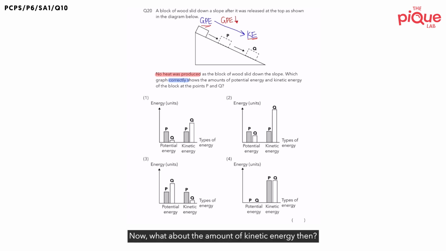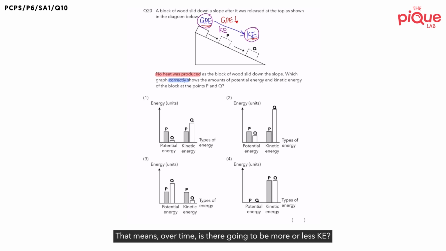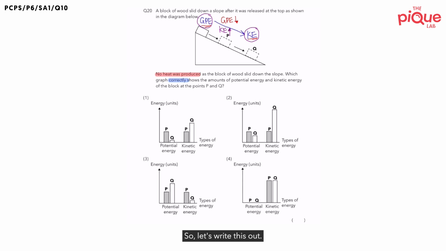Now, what about the amount of kinetic energy then? Think about this. GPE was converted to KE. That means over time, is there going to be more or less KE? There's going to be more KE. So, should the amount of KE increase or decrease? The amount of KE should increase. So, let's write this out. And with this understanding, we are ready to take a look at the options.